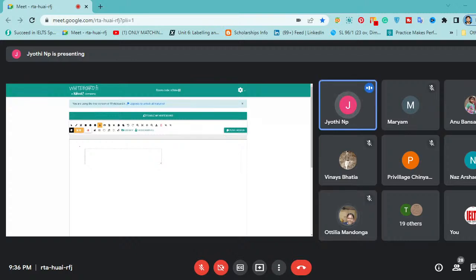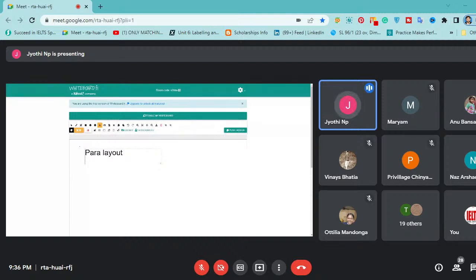Now, first of all, let us decide what a paragraph layout is. The paragraph layout means, based on the type of essay, how many paragraphs we are supposed to write in the essay. That is what we call a paragraph layout. This is something we do when we are planning.